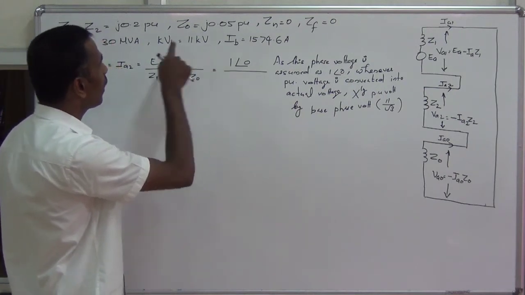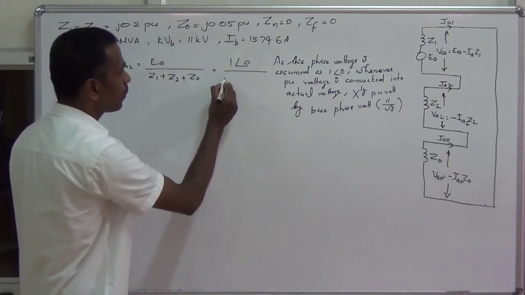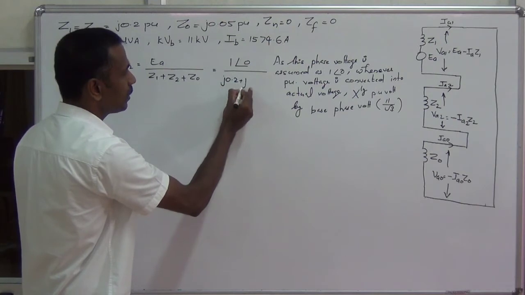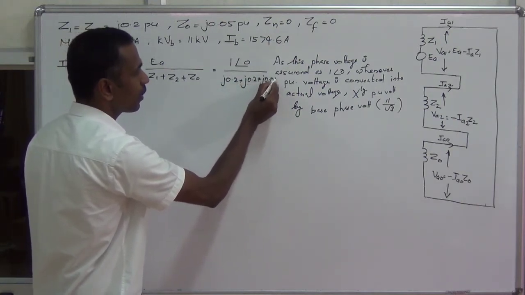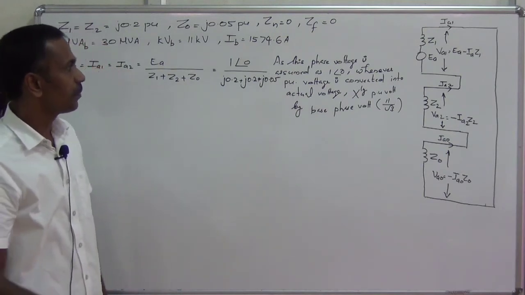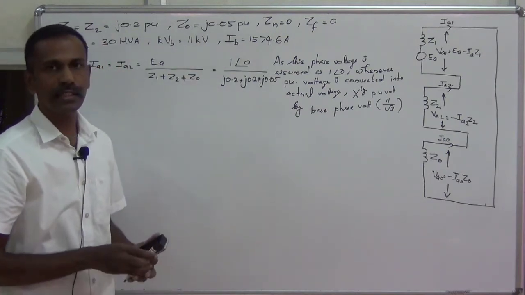Divided by Z1 equals J0.2 plus J0.2 plus J0.05. Zero sequence impedance is J0.05.